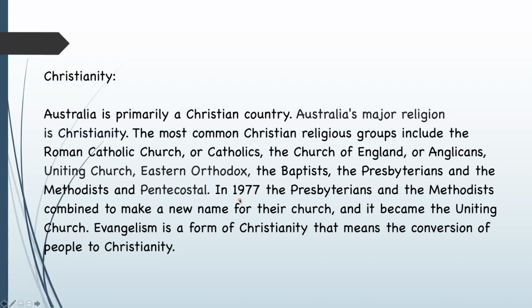In 1977, the Presbyterians and the Methodists combined to make a new name for their church, and it became the Uniting Church. Evangelism is a form of Christianity that means the conversion of people to Christianity.